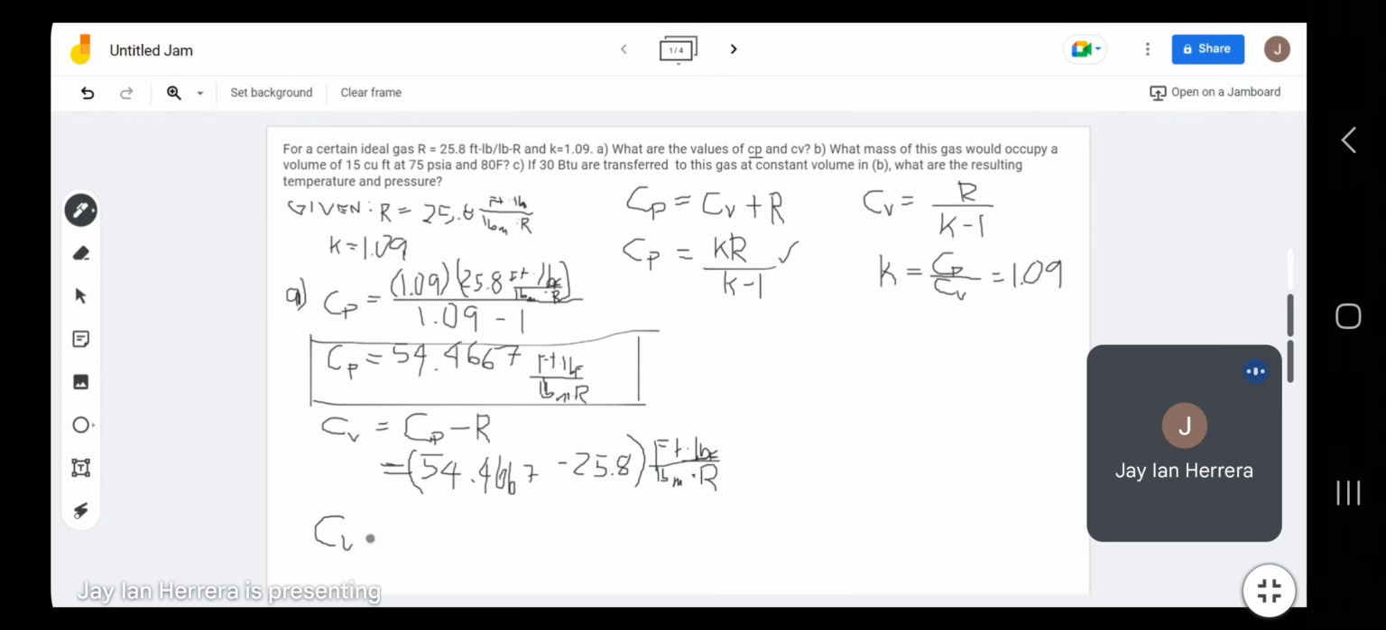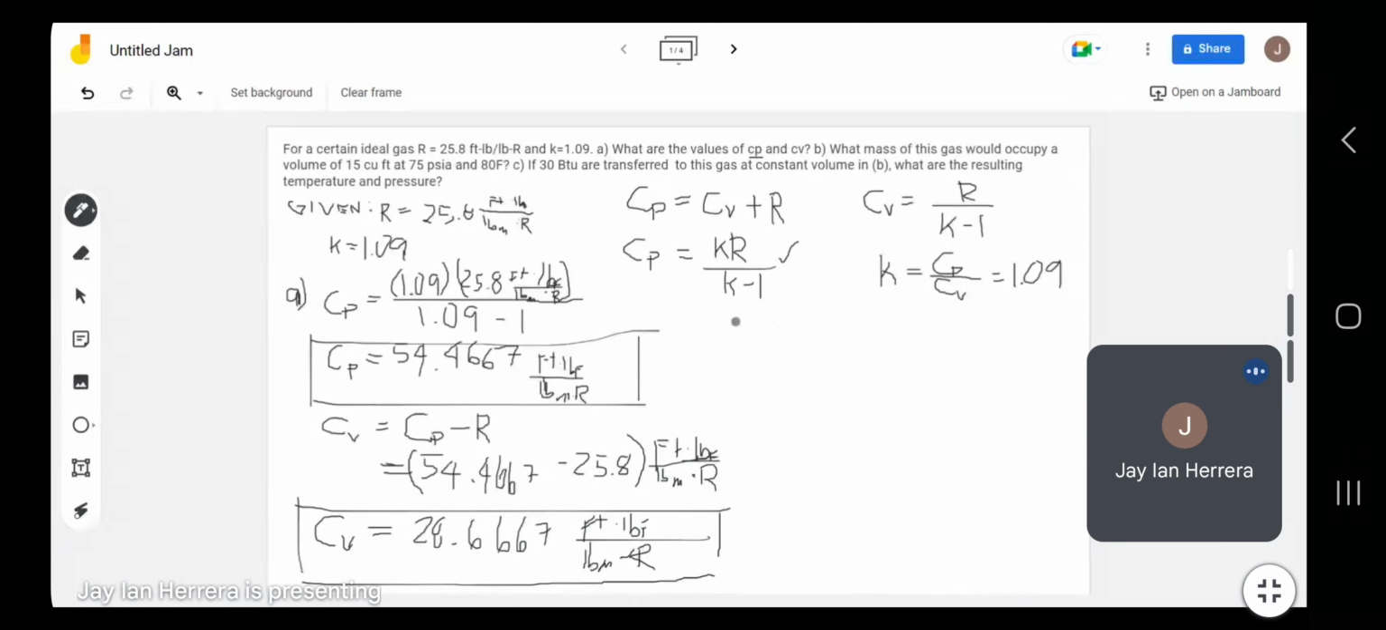So ilan si CV? That is 28.6667 foot-pound force per pound mass degree Rankine. Okay. Meron tayong CV.